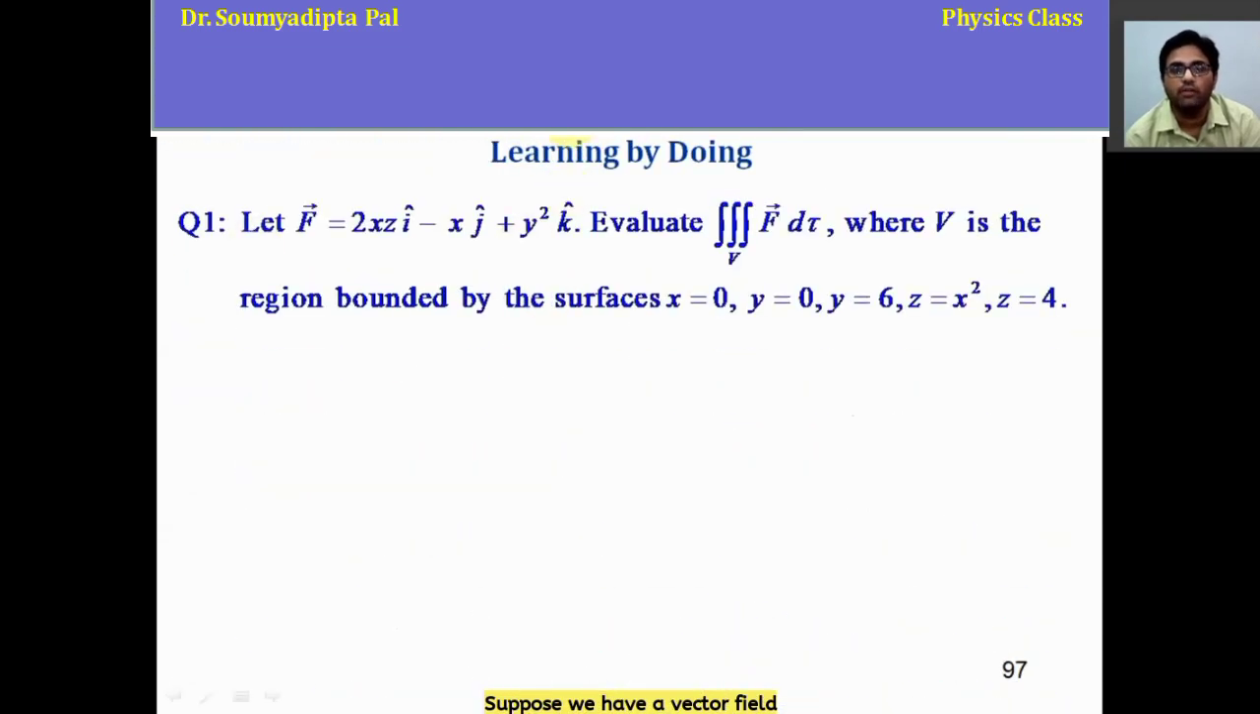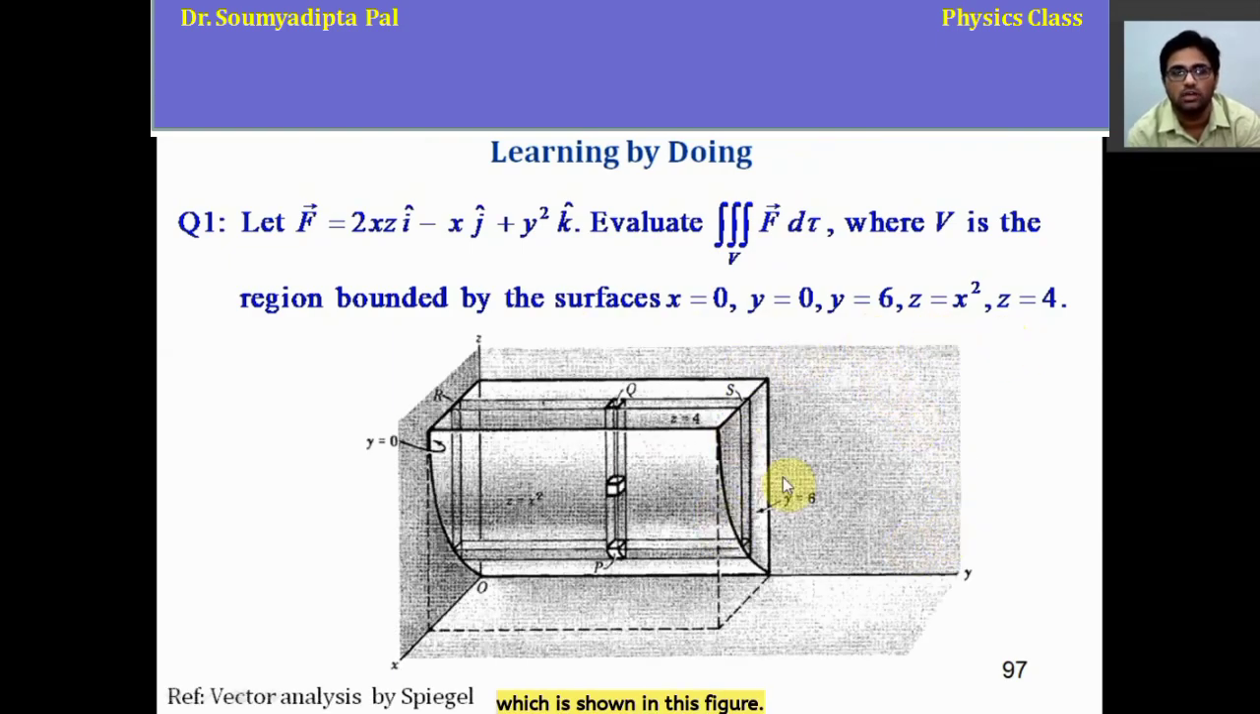Suppose we have a vector field F, and the form is like this. Then we have to evaluate the volume integral of the given vector field within the region bounded by the surfaces x equal to 0, y equal to 0, y equal to 6, z equal to x square and z equal to 4, which is shown in this figure.